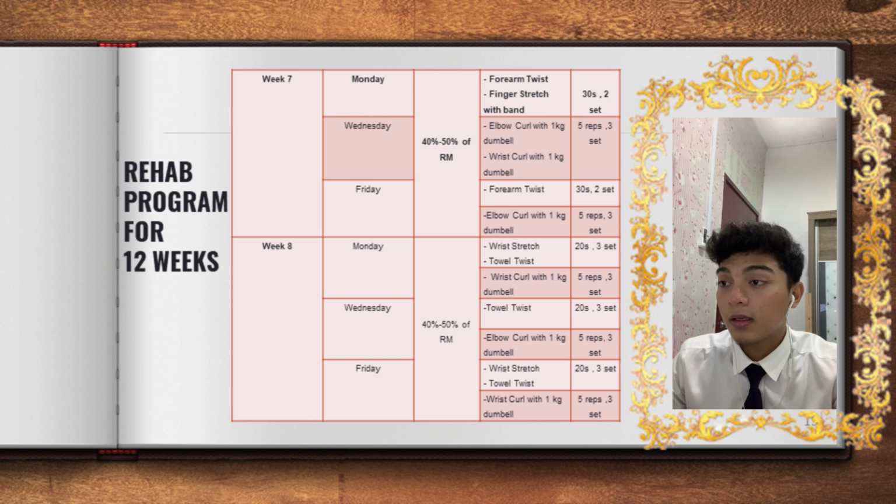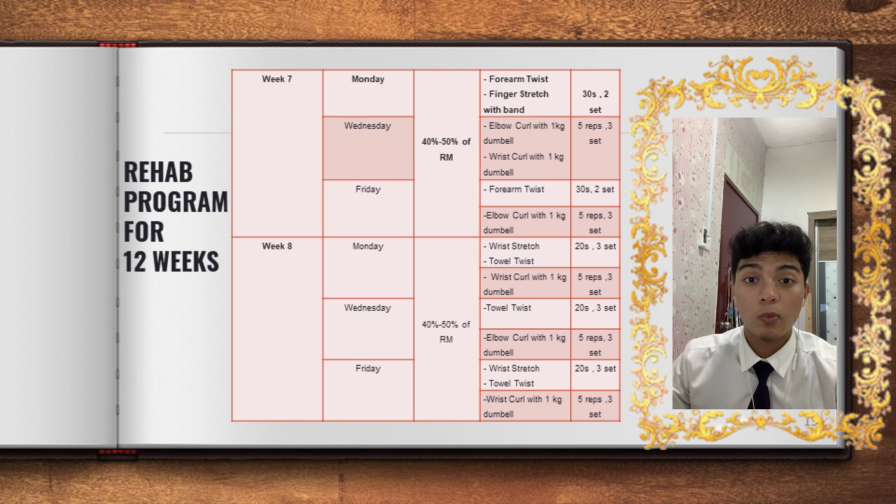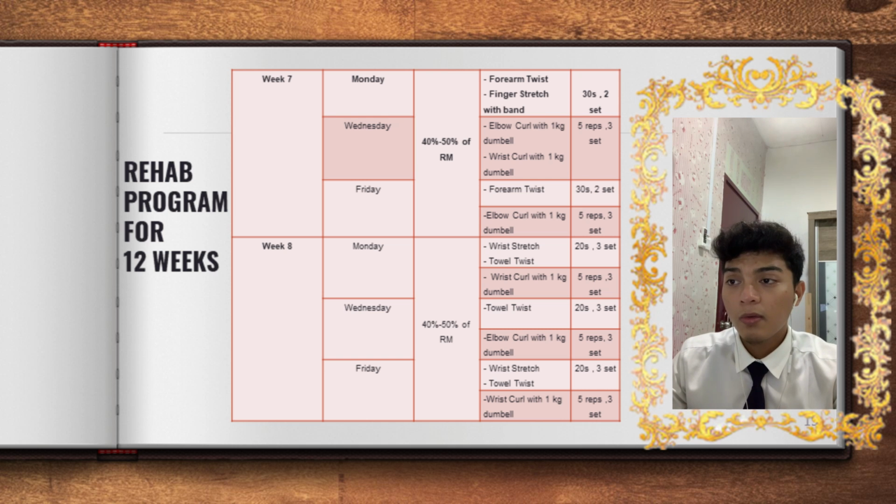Okay, in week 8 we can see that on Monday we have a wrist stretch and a new exercise which is towel twist. So these two exercises will be done 20 seconds for 3 sets. Also with a wrist curl with 1 kilogram dumbbell, we'll do 5 reps for 3 sets. For the next day we also have towel twist, we'll do 20 seconds for 3 sets. And we have elbow curl with 1 kilogram dumbbell. We will do 5 reps for 3 sets.